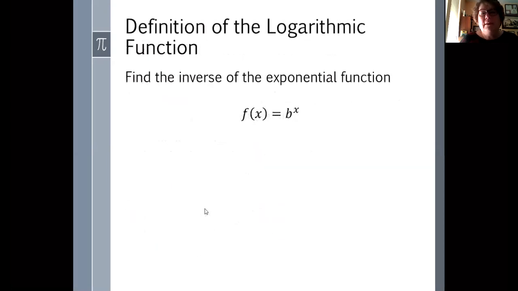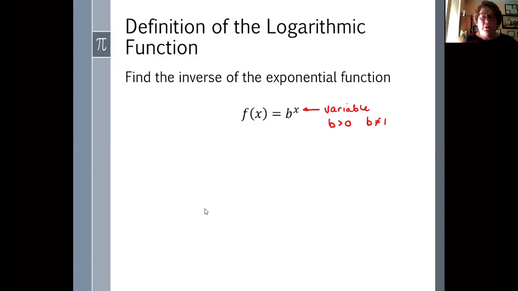All right, so let's define what a logarithmic function is. We're going to start by looking at the exponential function. In section 4.1, we defined the exponential function to be a function in the form f of x equals b to the x. So our exponent is what contains our variable. And we said that our base had to be larger than 0 and it can't equal 1. So it has to be a positive number and it can't equal the number 1.